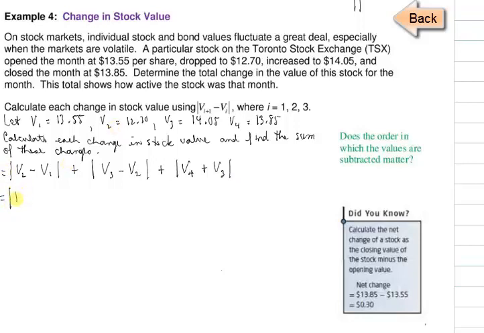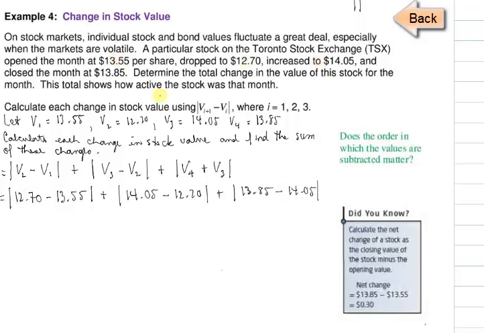Okay, so V2 is 12.70 minus V1, which is 13.55, plus the absolute value of V3, which is 14.05, minus V2, which is 12.70, and then plus the absolute value of V4, which is 13.85, minus V3, which is 14.05. So you can see that each of these parts are the differences between our stock value as it fluctuates.